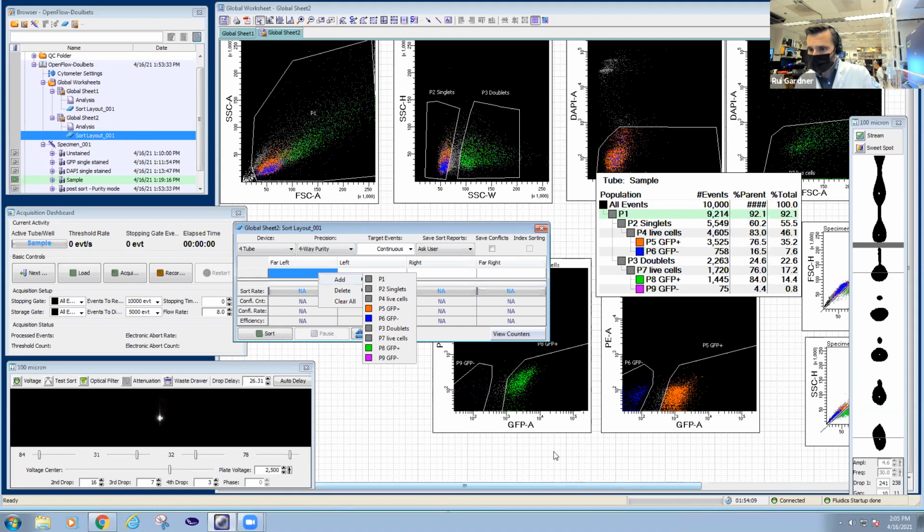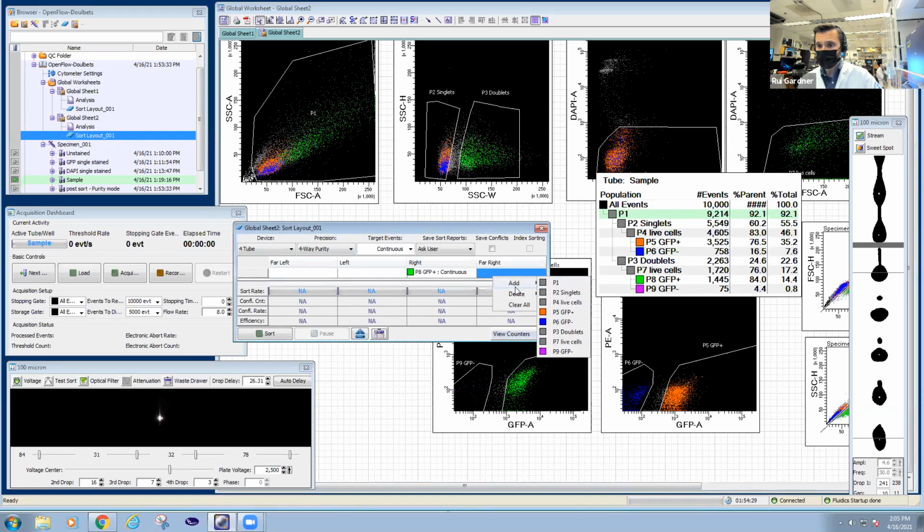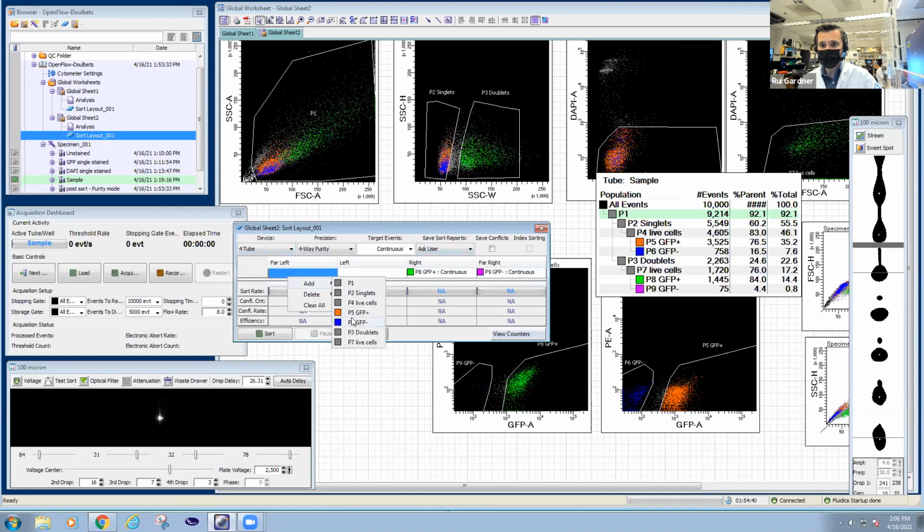Okay, so what we do is we look at the percentages. So for instance, here we have the total percentages: 35%, 7, 14, and 0.8. So what I'll do is I'll put P9 on the far right and P8 on the right. So I'll add P8 and I'll add P9, and on here I'll add the P6 on the far left, and then I'll add P5. Okay, 4-way purity, and I think we're ready to go. Right, we're ready to go.